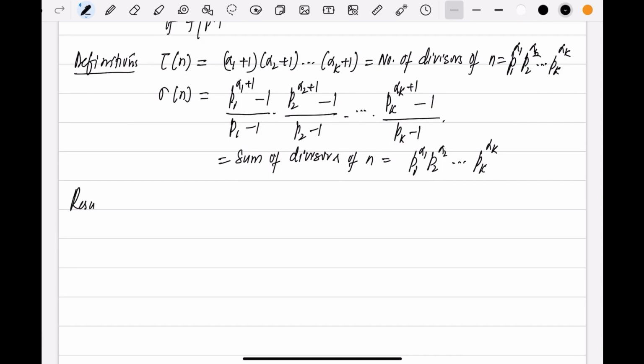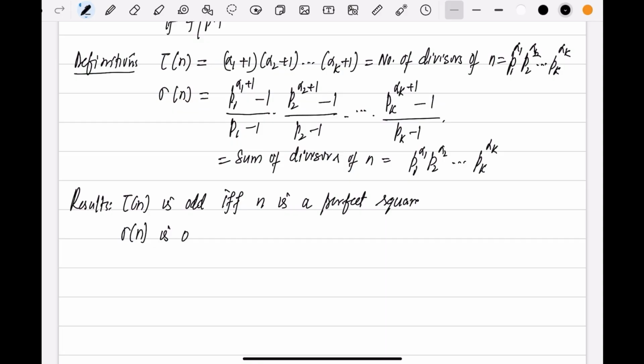Now let's also mention some more results here that may be asked in the examination. Tau(n) is odd if and only if n is a perfect square. And similarly, sigma(n) is odd if and only if n or 2n is a perfect square. So these are the two results regarding these two functions, sigma(n) and tau(n).